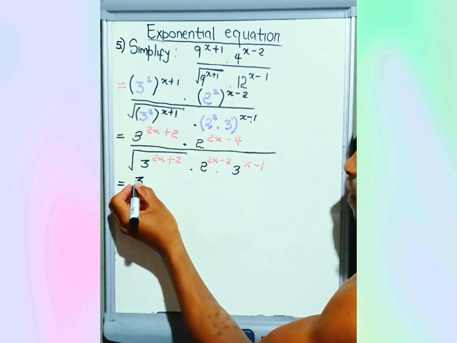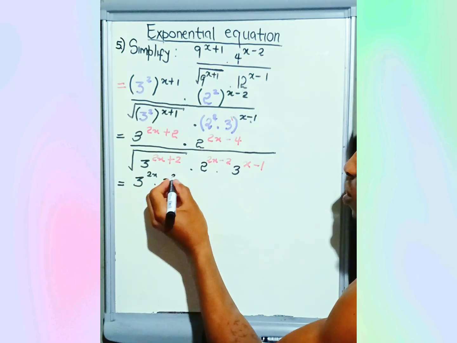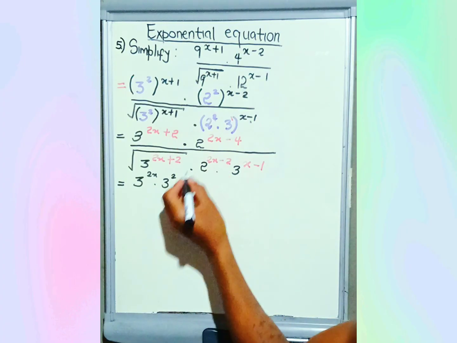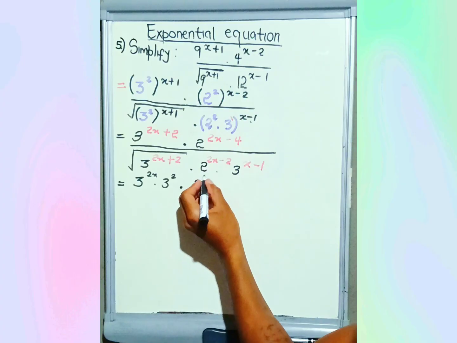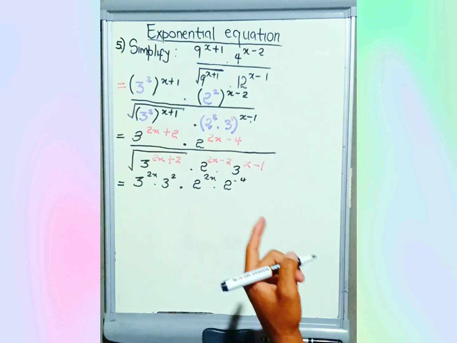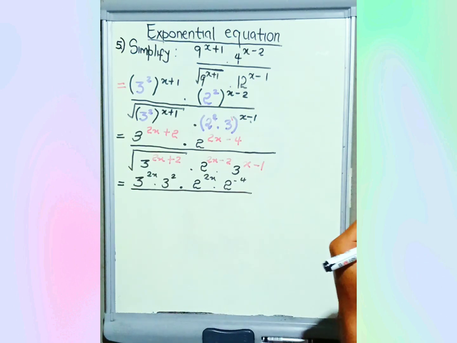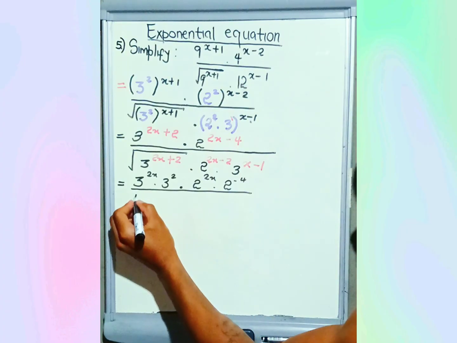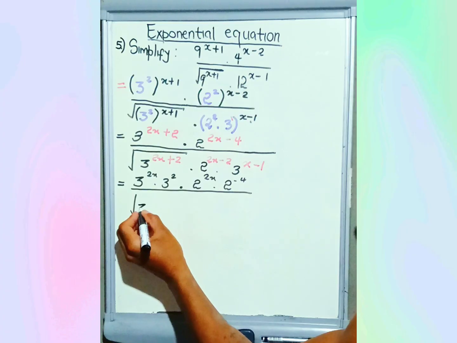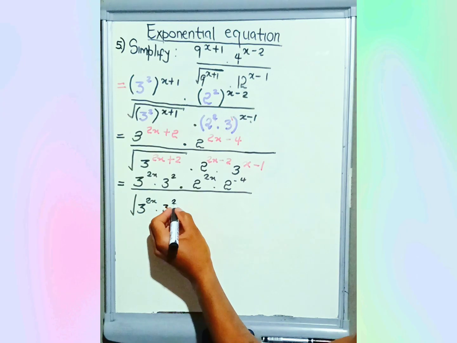We're going to say that we have 3 raised to 2x times 3 raised to 2. Do you see that? We are simplifying now. We are removing the positive sign. Then we have times this. Then here I have 2 raised to 2x times 2 raised to negative 4. Do you see that? Then now I'm going to draw the fraction line. Then after that, I put the sign, a square root sign. Then I have here under the square root sign 2 raised to x times 3 raised to 2.